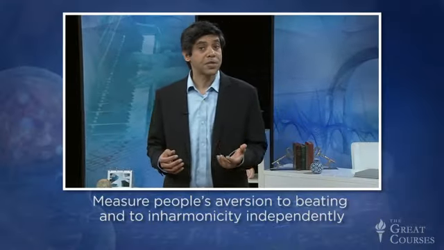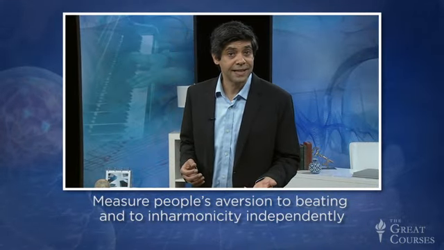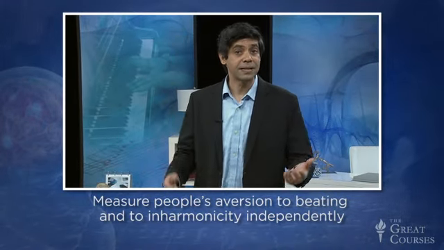They took advantage of individual differences among people in how much they liked consonant intervals or disliked dissonant intervals. Then, using some clever acoustic techniques in the lab, they made specially constructed sounds that varied in their amount of beating but didn't vary in their harmonicity, and vice versa. These sounds were much simpler than real musical sounds, but they allowed the researchers to measure people's aversion to beating and to inharmonicity independently.